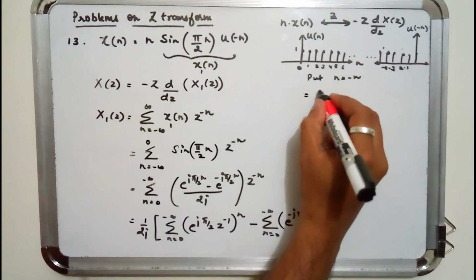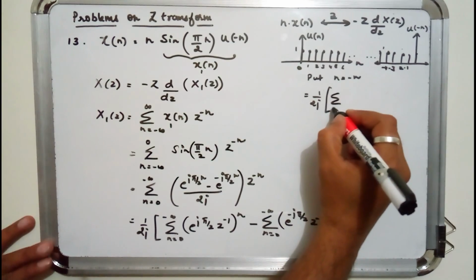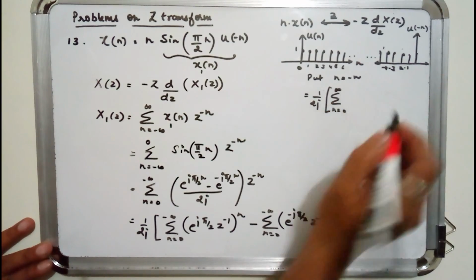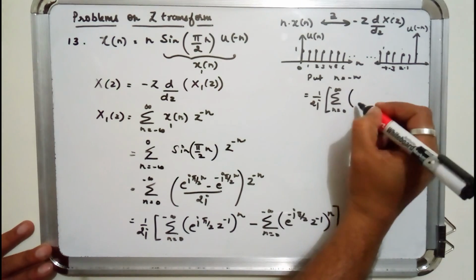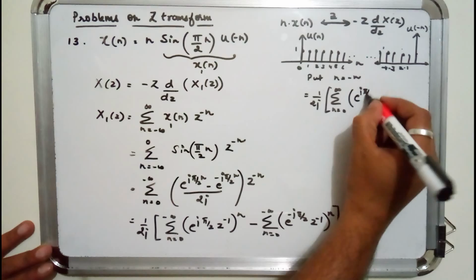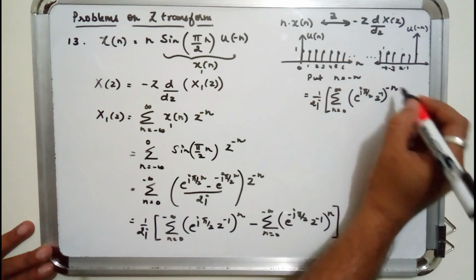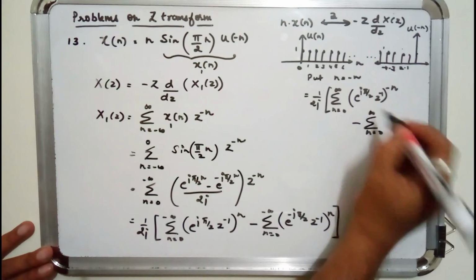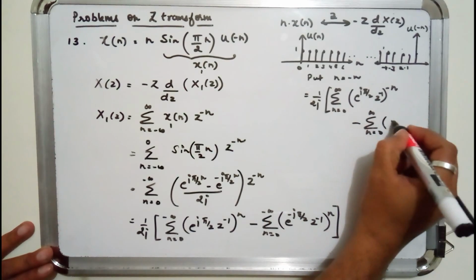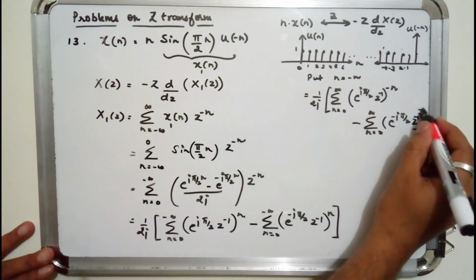So what I'll be getting is 1 by 2j into summation n is equal to 0 to infinity, because if I put n is equal to minus n also, it is 0 only. So it is n is equal to 0 to infinity, and what I will be getting here is e power j pi by 2 z inverse, and n is replaced by minus n, right? And the second summation is summation n is equal to 0 to infinity, minus infinity will become infinity, e power minus j pi by 2 z inverse power minus n again.